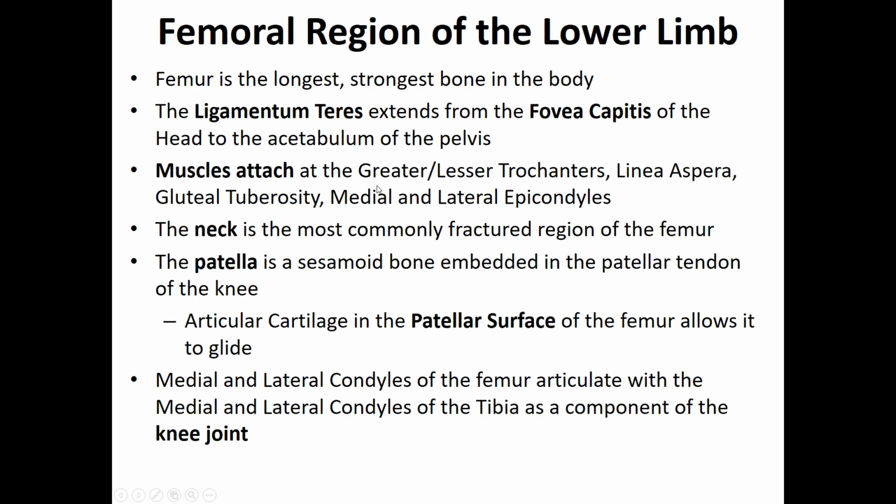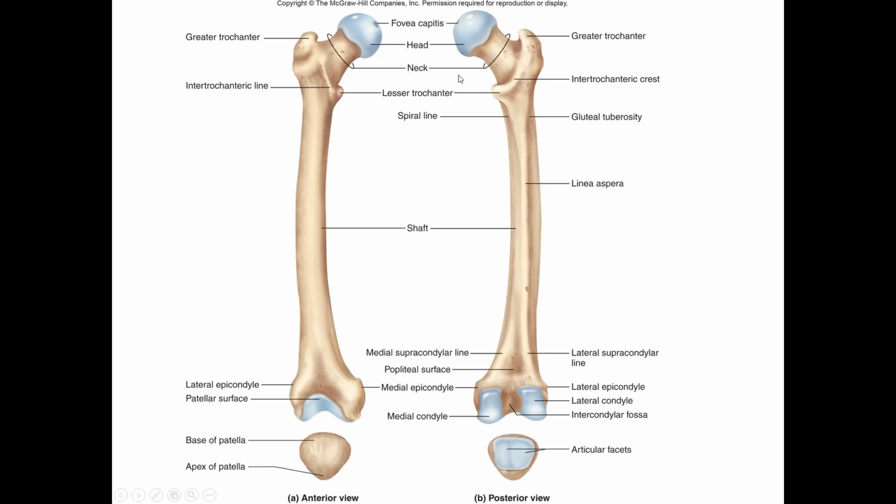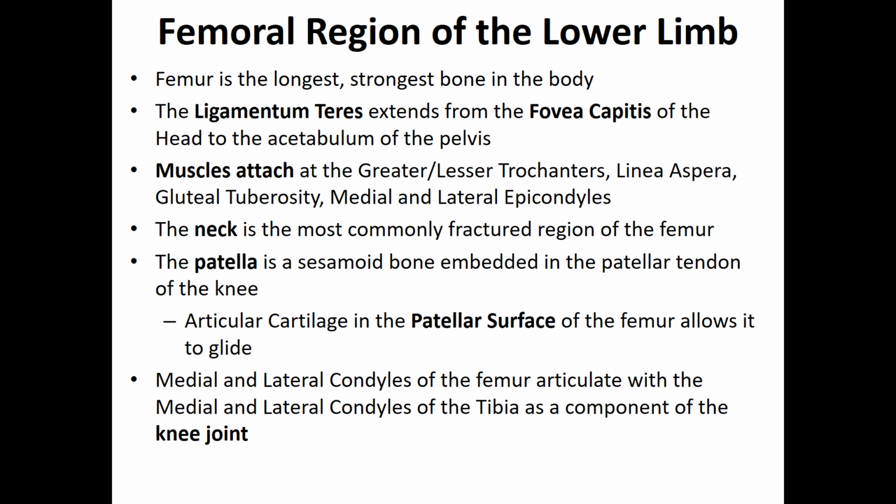As you begin to look at the femur, you find, of course, that it's the longest and the strongest bone of the body itself. The head of the femur here has the fovea capitis, the site of attachment for a ligament, and this is where it's going to articulate with the acetabulum. It anchors right in there. It's not really a very strong ligament, but it does contain a major artery.